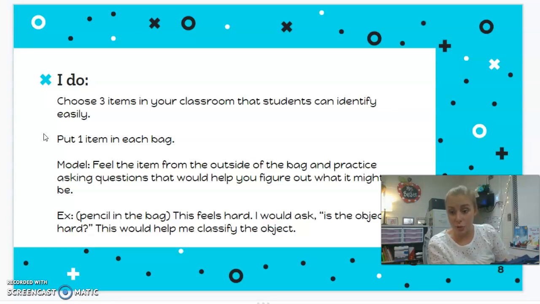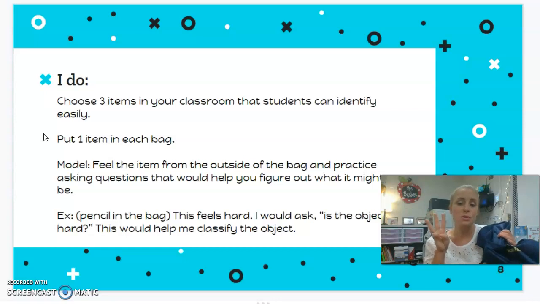So I'm going to give you 3 clues. Clue number 1, it is very hard. Clue number 2, it makes noise. And clue number 3, it is a classroom supply that teachers use.